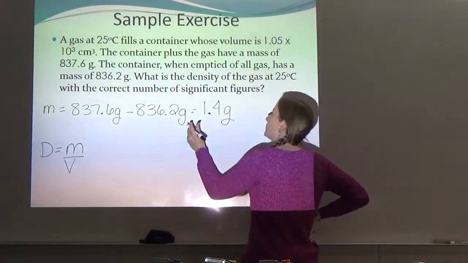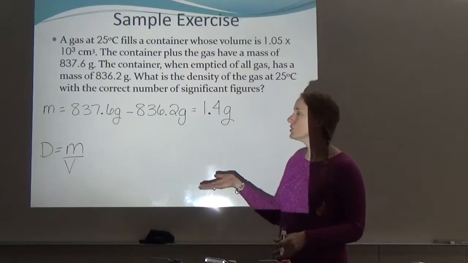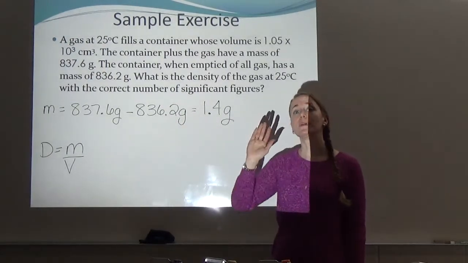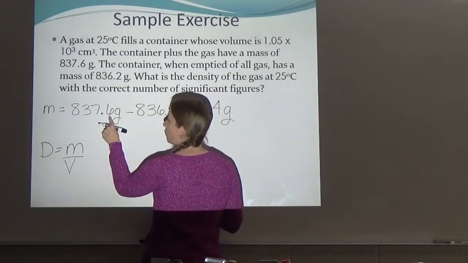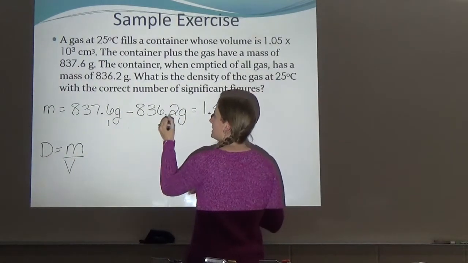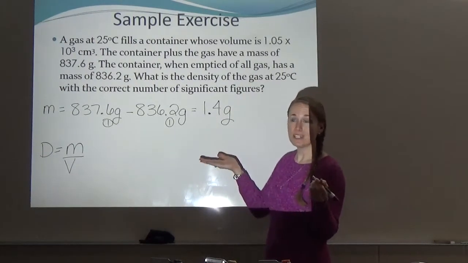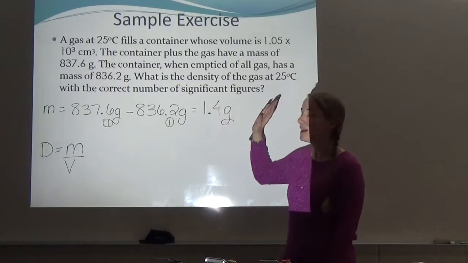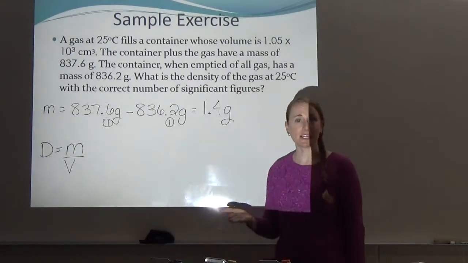Now, this is a multiple step problem, so we need to stop and check our significant figures before we then divide. So here I subtracted. Remember, when you're adding and subtracting, you're counting decimal places. Here I have one decimal place, here I have one decimal place, so I want one decimal place in my answer. And look at that, we have one decimal place in our answer. So this answer is fine the way it is. If I needed to alter it, I would round and then plug it in down here.